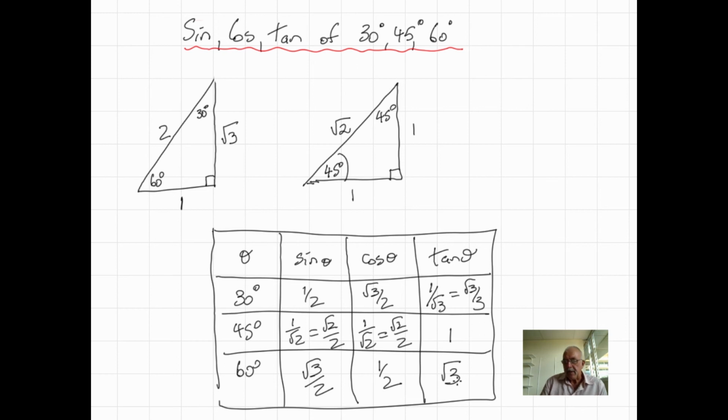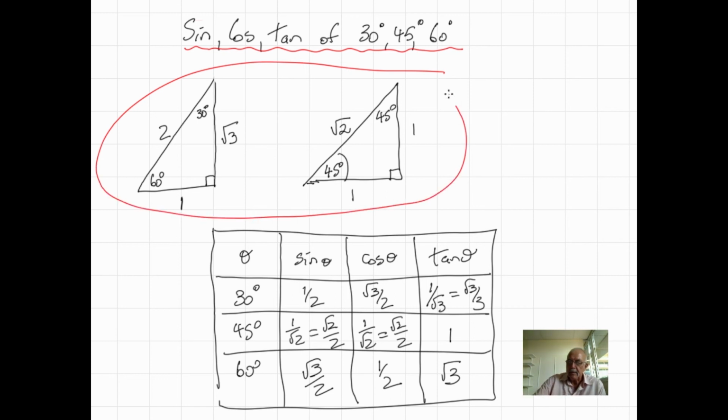Alright, so that generates all of this table by just memorising. So let's just put a big circle around that. You need to memorise those two triangles to be able to work out sine, cos and tan of 30, 45 and 60. Now, this is in degrees. We need to probably be able to memorise these two triangles with radians as well.